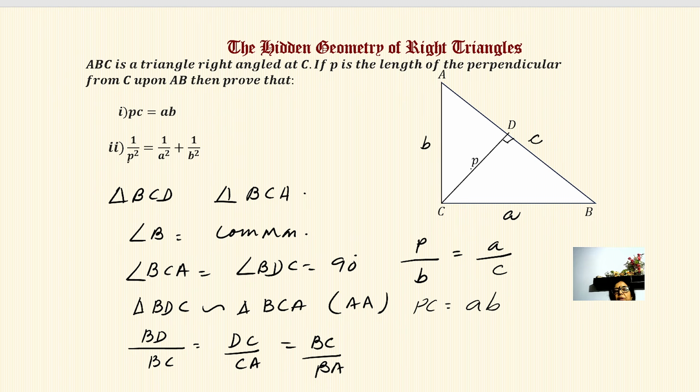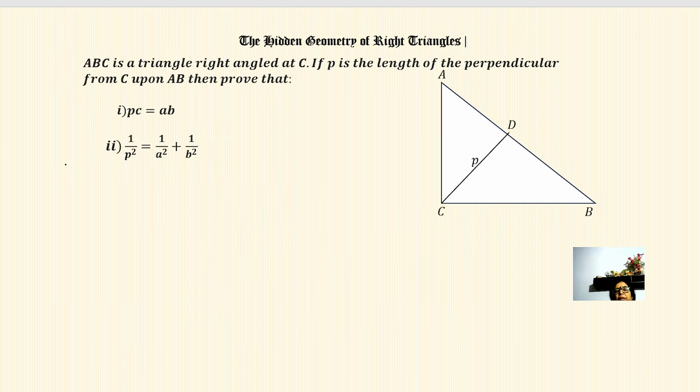Now, following from this, we have to prove the second part also, that is 1 by p square is equal to 1 by a square plus 1 by b square. Now, you can do it in different ways. You can take the left hand side and prove it equal to the right hand side, or you can prove it with the first proof that we have got. So, if we take the first proof, pc is equal to ab. If we square both the sides, we'll get p square c square is equal to a square b square.